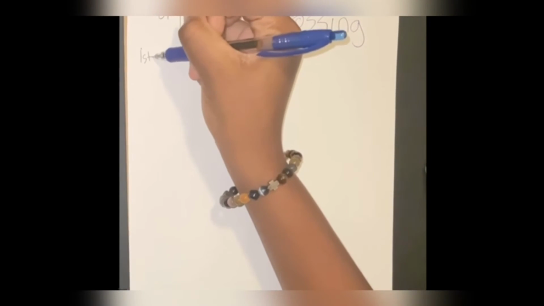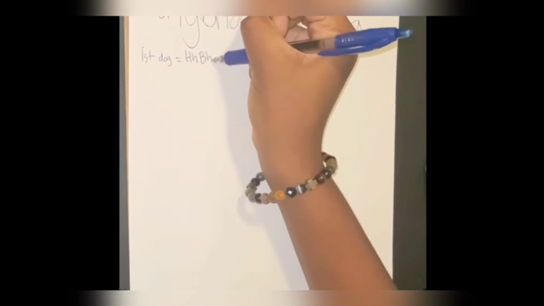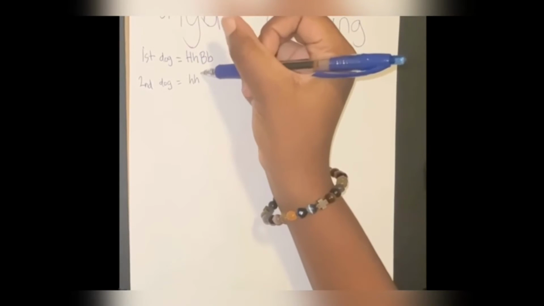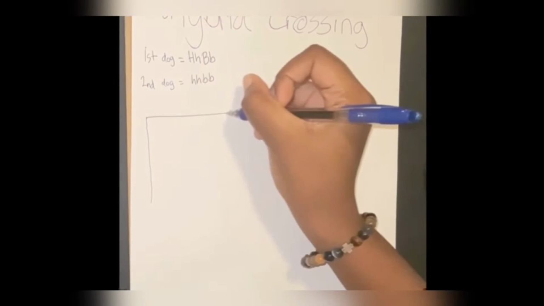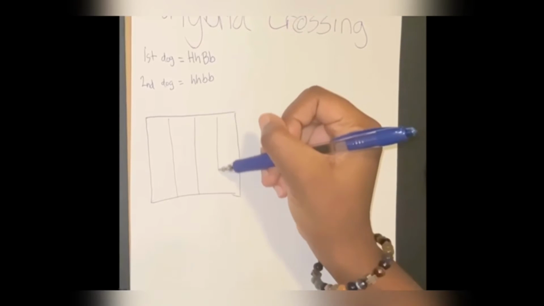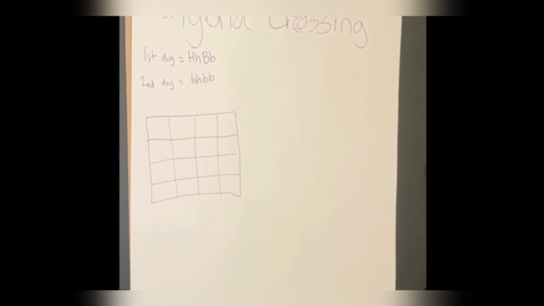So now I write down the alleles for each parent dog so I don't get confused. So the capital letters are the dominant and the lowercase are the recessive. H is hair and B is barking because we're comparing the barking and hair traits. Now I draw up my 4x4 table where we're going to cross the traits.